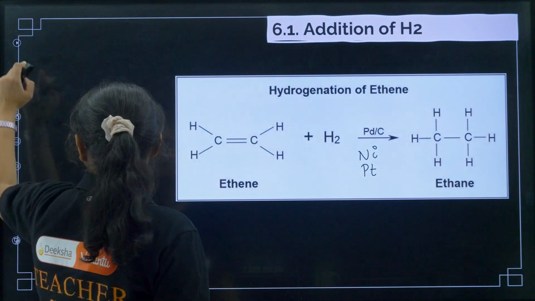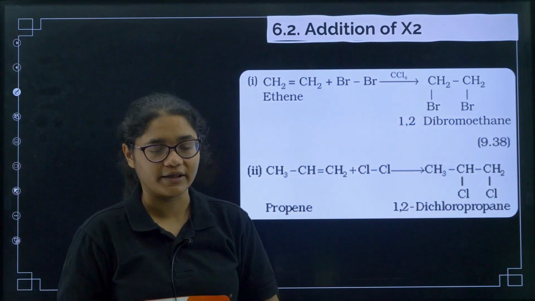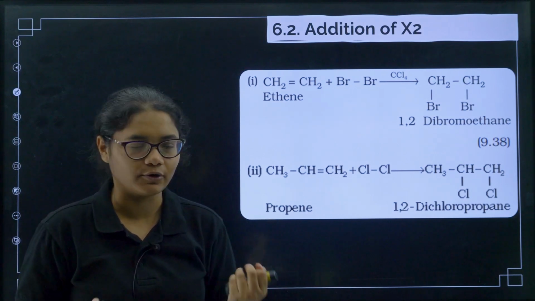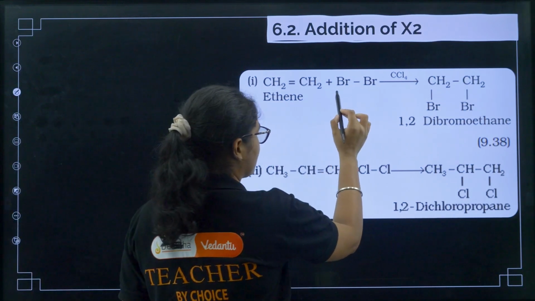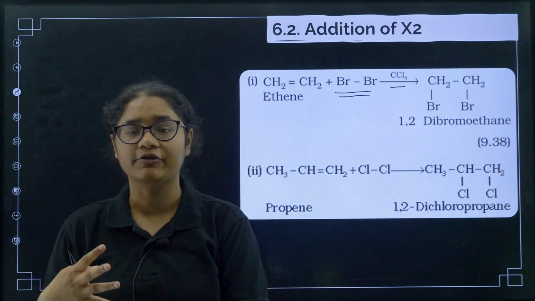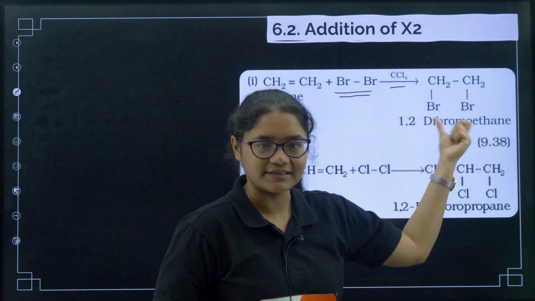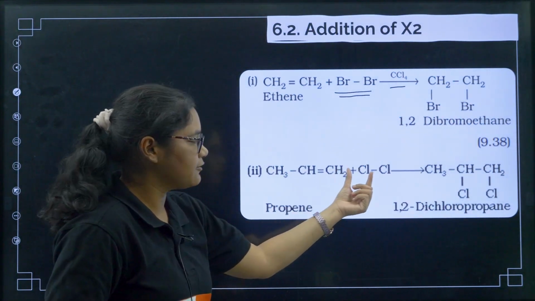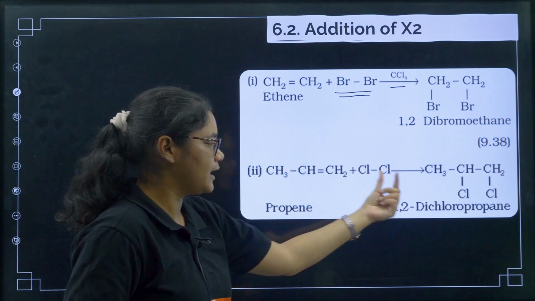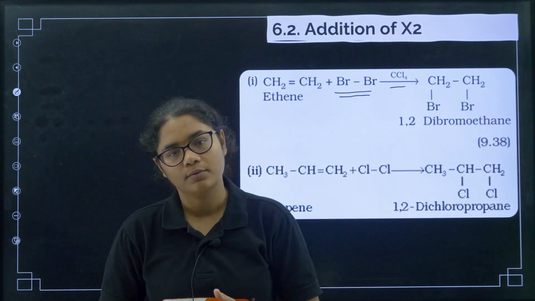Next we'll go to addition of X2. X2 means any halogen like Cl2, Br2, F2. So if ethene is there, and you have Br2 in presence of CCl4, this double bond breaks and we get 2 bromines added. Similarly, if you have chlorine and you break the double bond and add 2 chlorine groups, that will be your 1,2-dichloropropane.